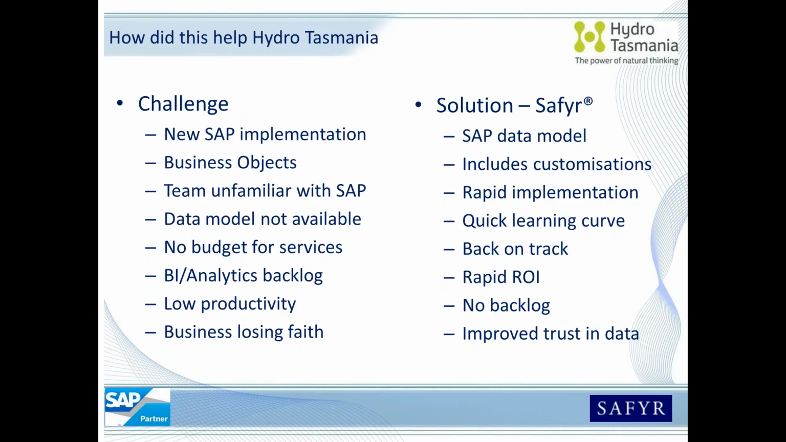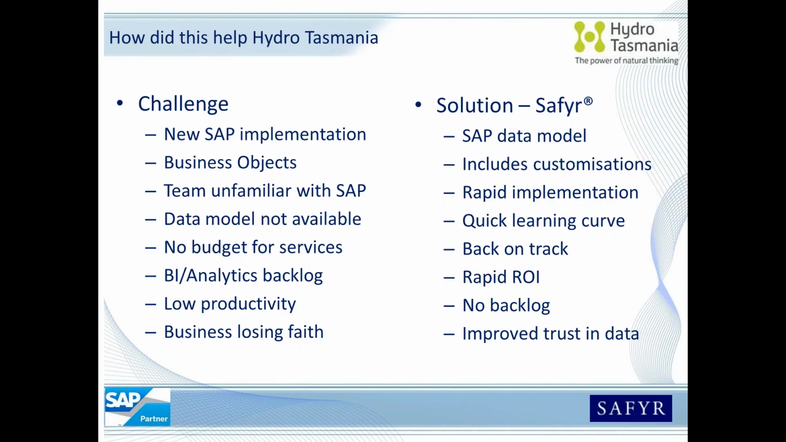And they'd had no budget for services, so they started to try and guess or search the internet for models. There was a growing backlog of reports. The business was losing faith, and the BI team was low on productivity.